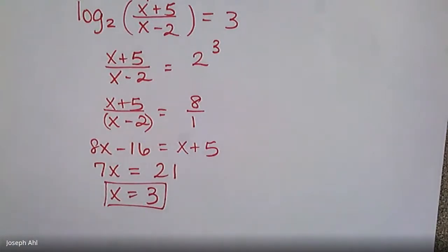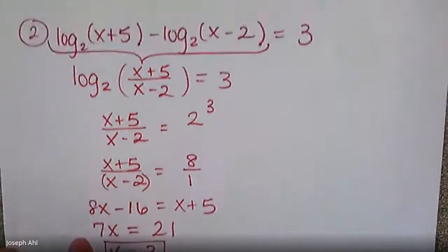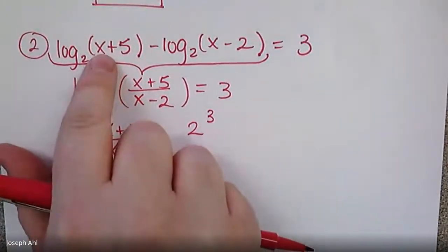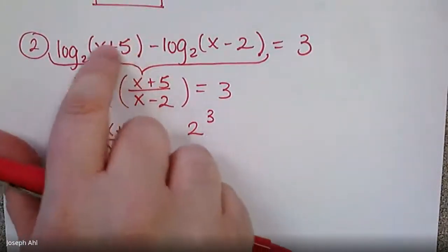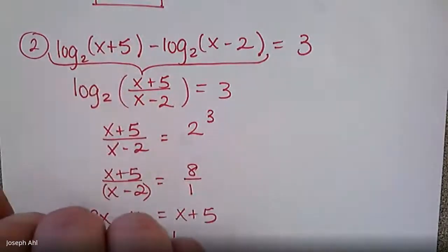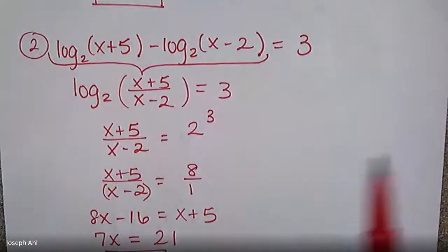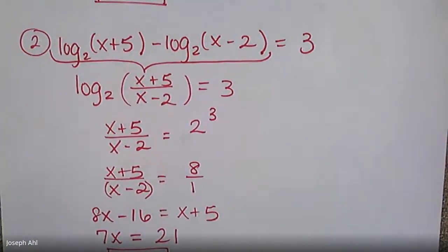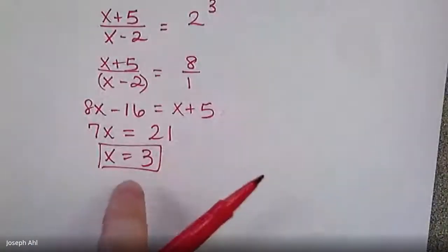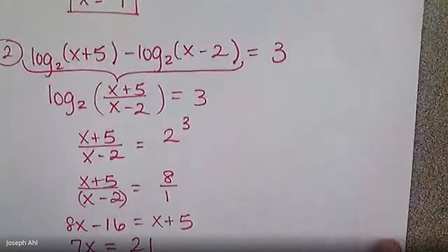Now, I haven't really talked about that check part of the process, but it is important to look back up and say, if I plug in 3 to the original, is it going to be okay? Like 3 plus 5, as long as it's a positive number, typically you're in the clear. So 3 plus 5, that's okay. 3 minus 2 is also a positive number. So I think we're kind of good to go as far as that's concerned.